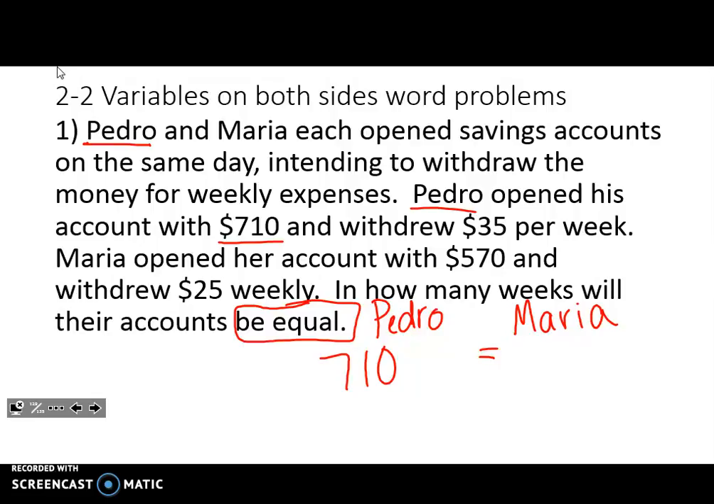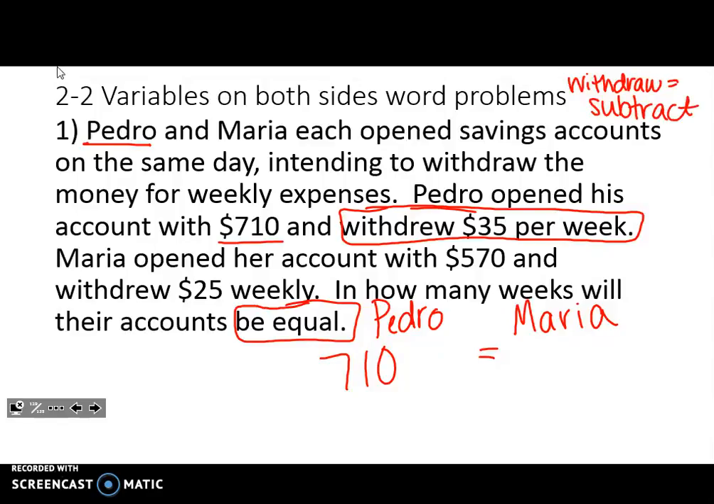So he started with $710 and he withdrew. Withdrawal is a bank word. Withdraw means to take money out of your account, so we're going to be subtracting there. We're going to subtract $35 per week. Per means to multiply, and we don't know how many weeks, so we're going to use a variable. I'm going to use W. So that's all we know about Pedro.